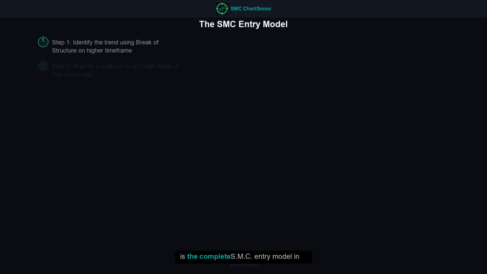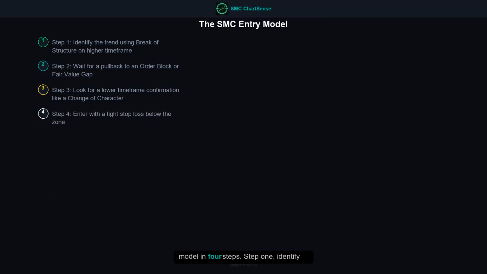Here is the complete SMC entry model in 4 steps. Step 1. Identify the trend using break of structure on the higher time frame. Step 2. Wait for price to pull back to an order block or a fair value gap. Step 3. Look for a lower time frame confirmation like a change of character or a displacement candle. Step 4. Enter with a tight stop loss placed below the zone. This 4-step process keeps you disciplined and eliminates emotional entries.